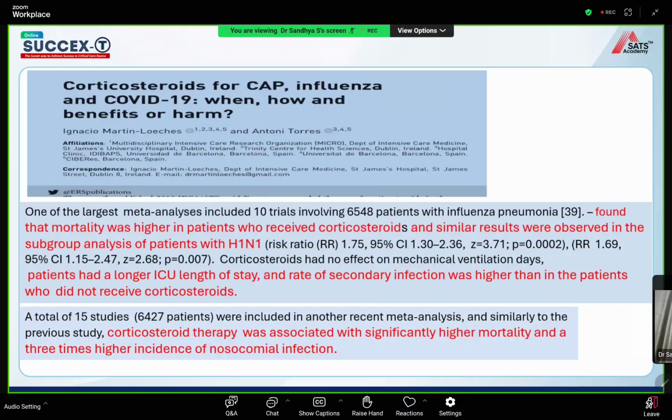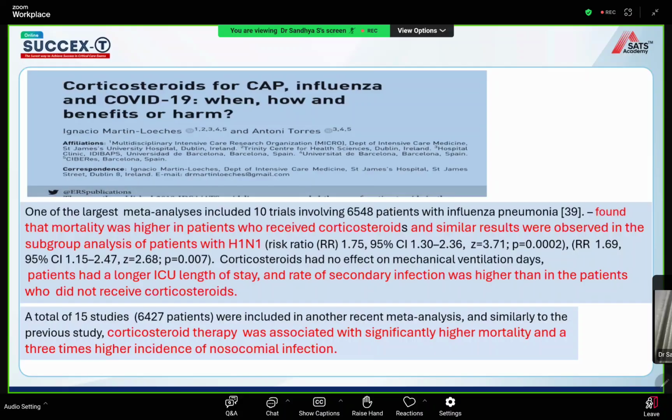And there is another important article called the steroids in CAP, influenza, and COVID-19. Here, they analyzed the trials of influenza with steroids and found that, unlike COVID, steroids are harmful in influenza. So unless the patient is having a severe bronchospasm or septic shock, where you are justified in giving steroids as per the dose, in a patient with non-COVID pneumonia it's better to avoid steroids because it has been found that it increases the mortality as well as ICU length of stay and secondary infection rate. So this is in a nutshell about COVID and influenza pneumonia.